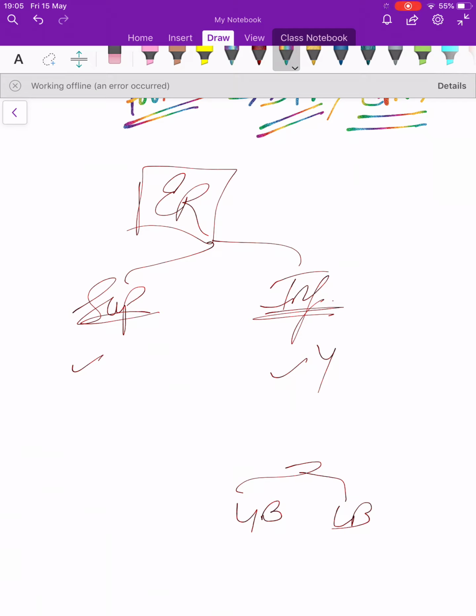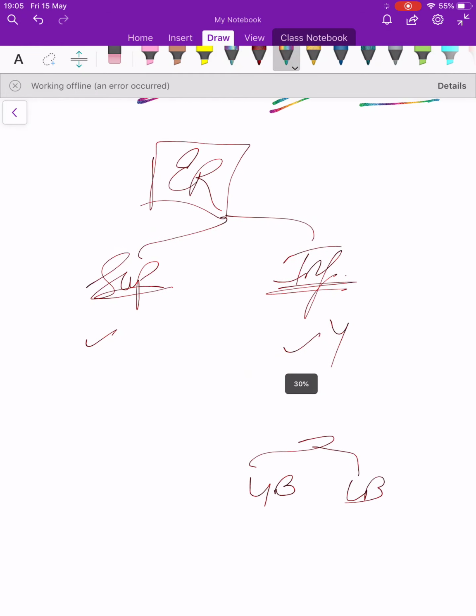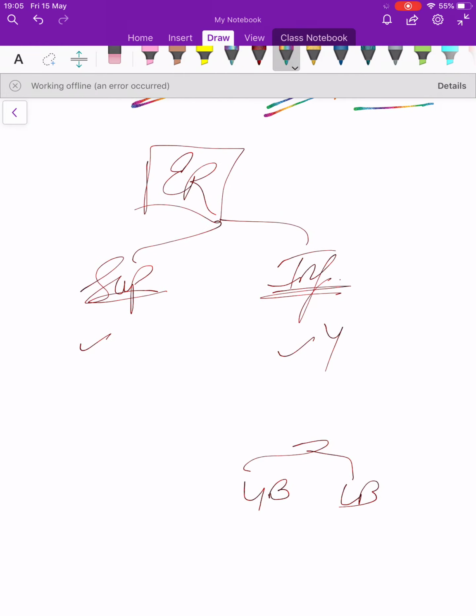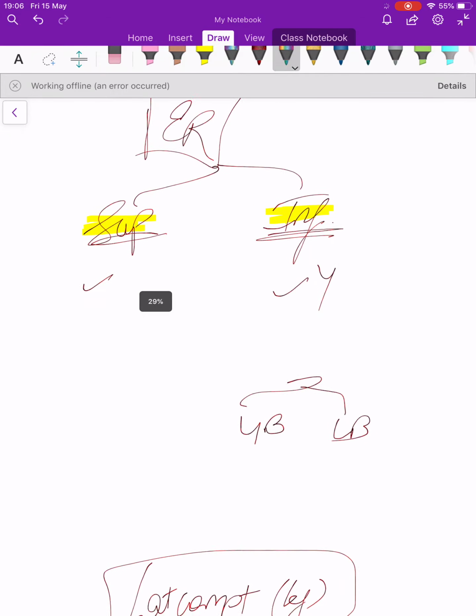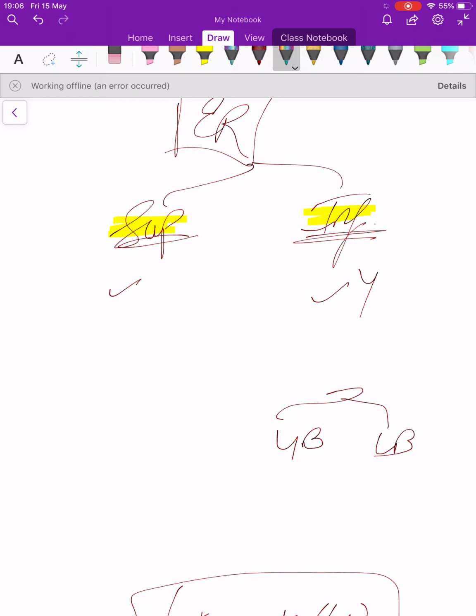The next is about the extensor retinaculum. There are two extensor retinacula, one superior and the other inferior. This is on the front side. Let's see, this is the leg, so this will be the superior and this will be the inferior.